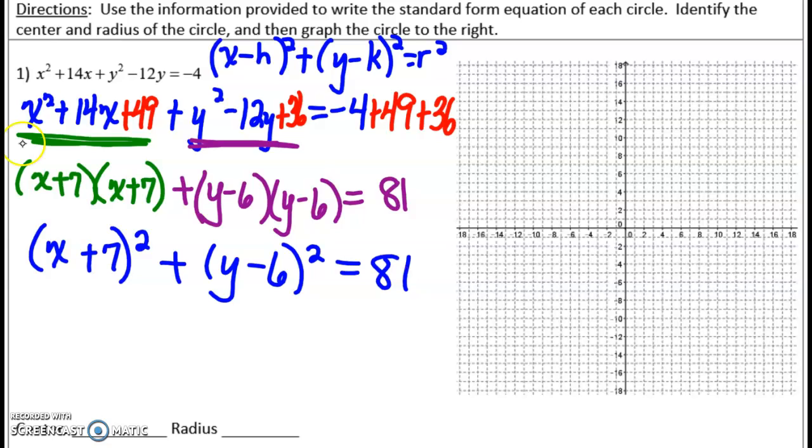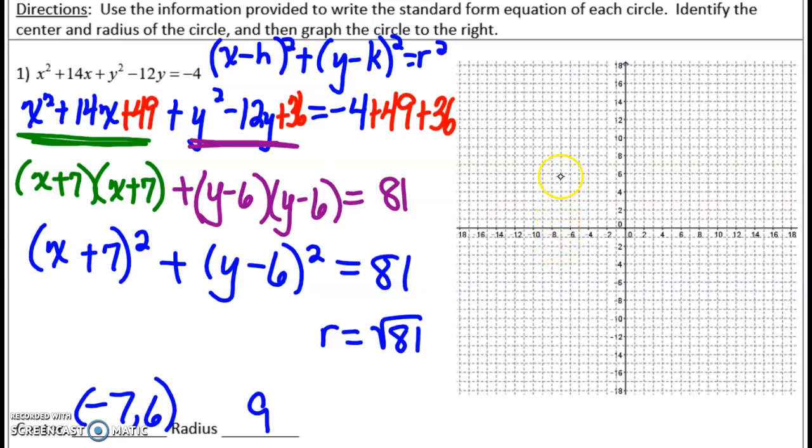Okay? Hopefully you'll get to the point where you can skip this step right here, but when you're first learning how to do it, I think it's important to figure out what's going on. So the center of our circle would absolutely be -7, +6, and then if it equals 81, the radius is going to be the square root of that 81. So the radius is going to be 9. Okay? So we can graph that.